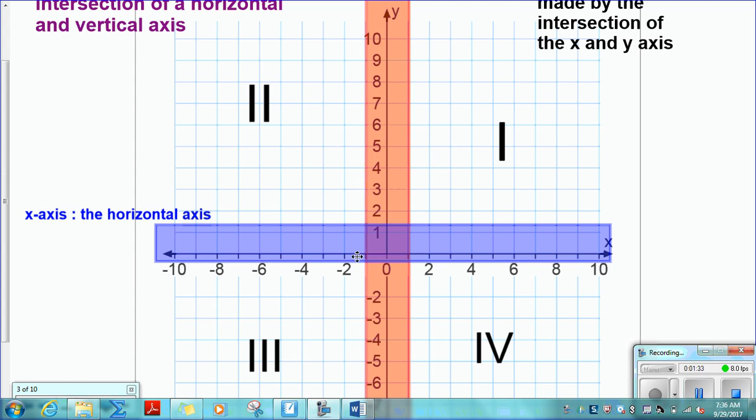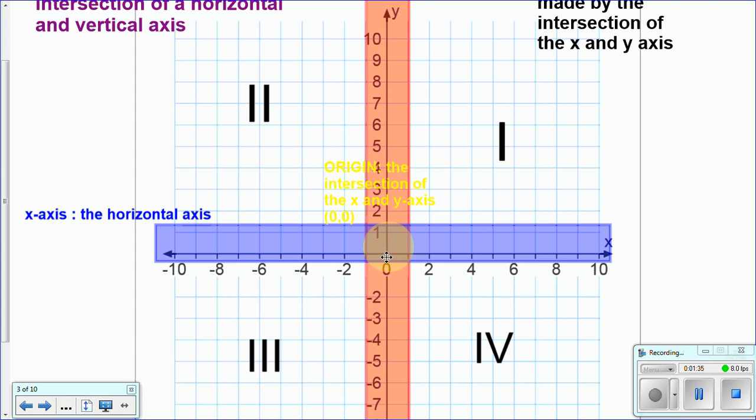Now, I am forgetting one, of course, which is the origin. Sorry, this is kind of hard to read, but it says the intersection of the x and y axes, (0, 0). That's your origin. Now that should be all the stuff for that, and then you're just going to label them on your coordinate plane.